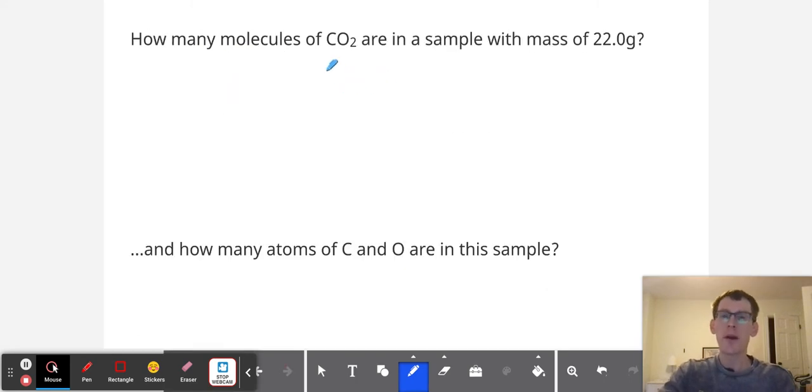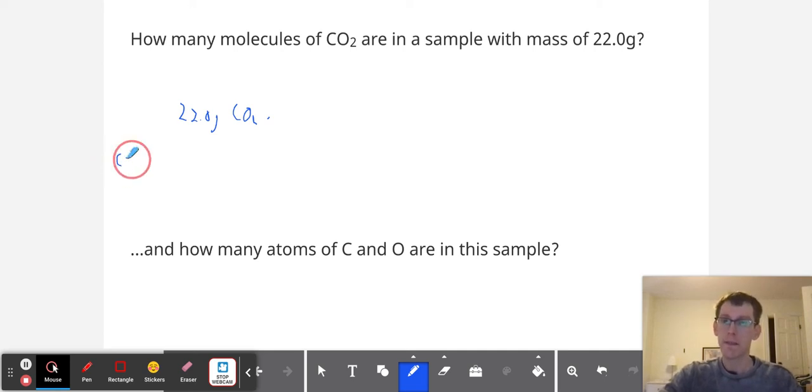All right, let's try another. We have a sample of carbon dioxide that weighs 22.0 grams. And in this case, we're going to molecules of carbon dioxide. So actually, we need to use dimensional analysis to go first to moles, and then from moles to molecules. Trouble is, the molar mass of carbon dioxide isn't as simple as looking up one thing on the periodic table. We have to do this off to the side.